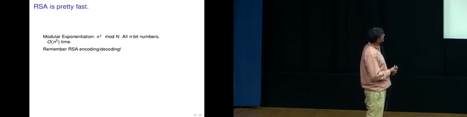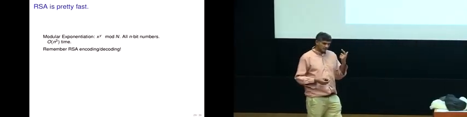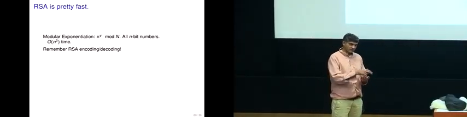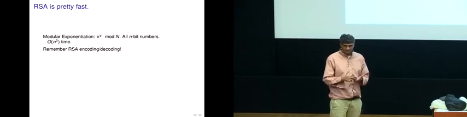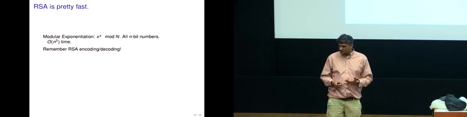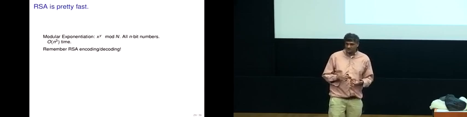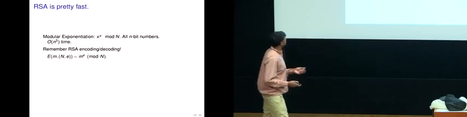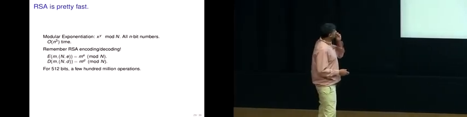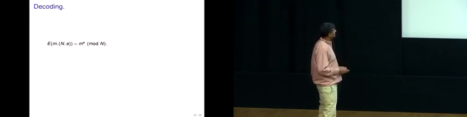So we can do all of this. The only part we haven't really figured out is how to generate primes. That's one part. But we can find the inverse, we can multiply them together, and we can encode and decode efficiently. It's a few 100 million operations in total. Easy peasy.